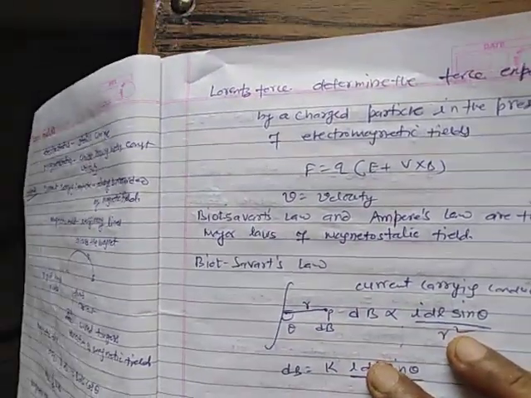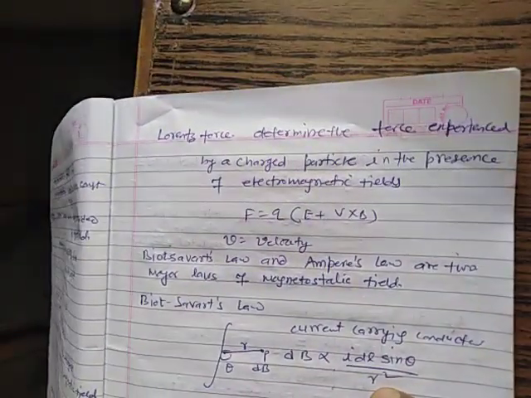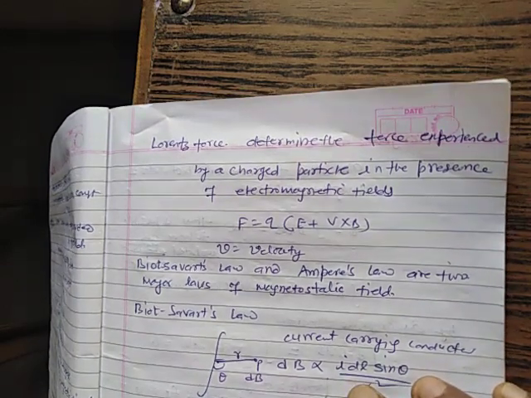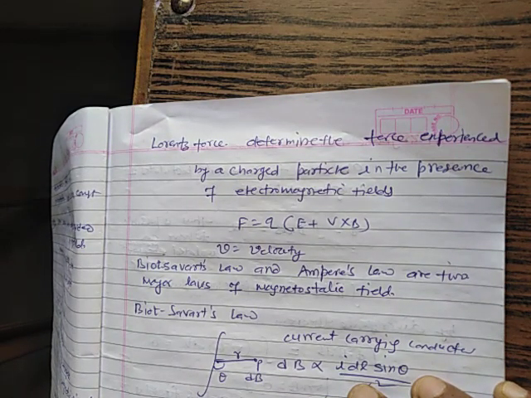Now the Lorentz force. The Lorentz force determines the force experienced by a charged particle in the presence of an electromagnetic field. So it involves both the electric field and the magnetic field. F is equal to Q E plus V cross B. So QE is the electric part, and Q into V cross B is the magnetic part, where V is velocity. Biot-Savart's law and Ampere's law are the two major laws of the magnetostatic field.